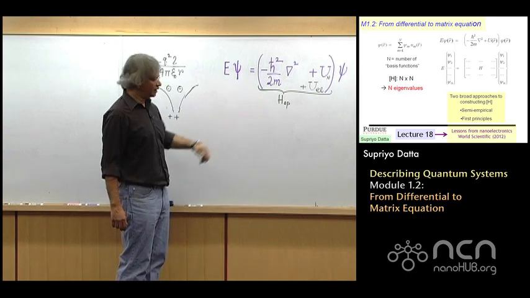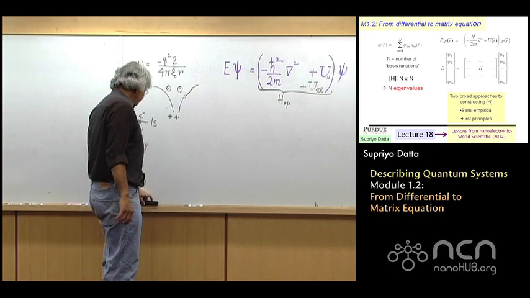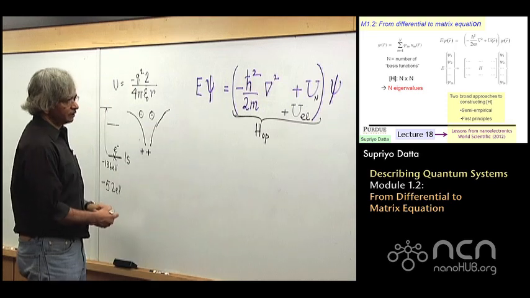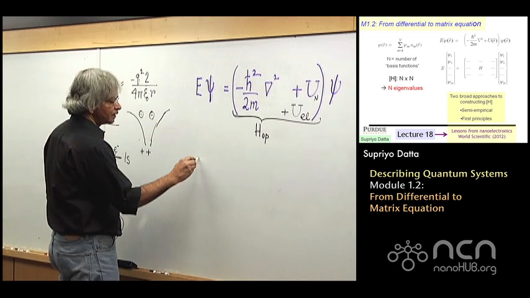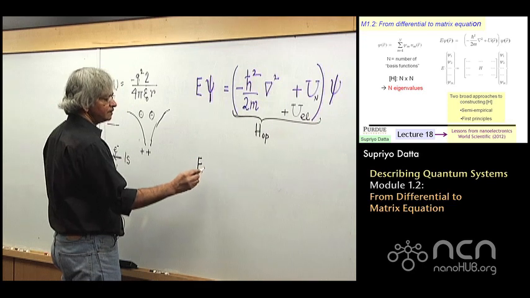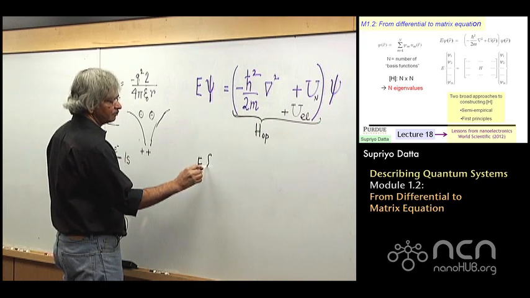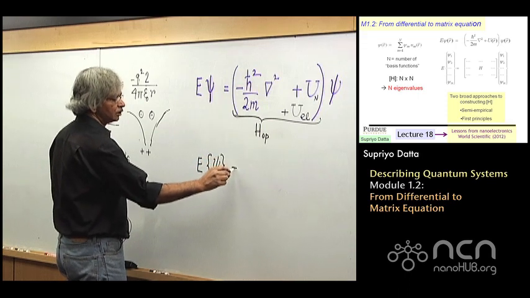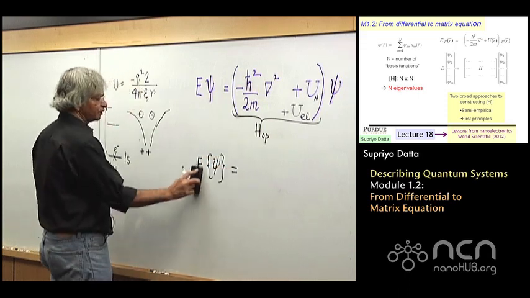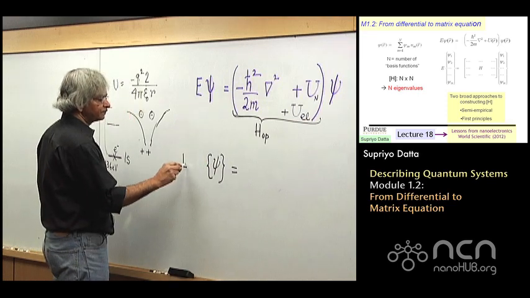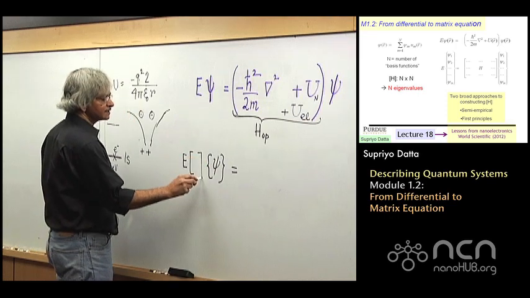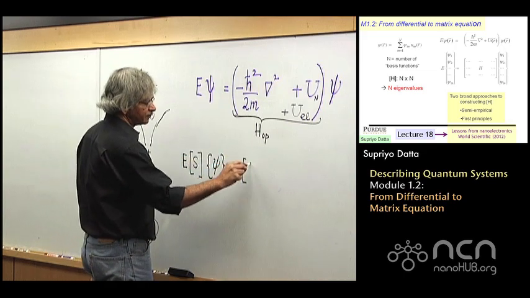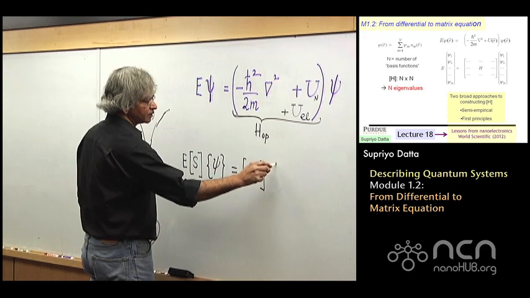So that is what I want to explain a little further, that this equation in general can be turned into something that looks like this. E times a column vector psi is equal to, actually I'd say more generally I should write, E times a matrix S times a column vector is equal to another matrix H times a column vector.